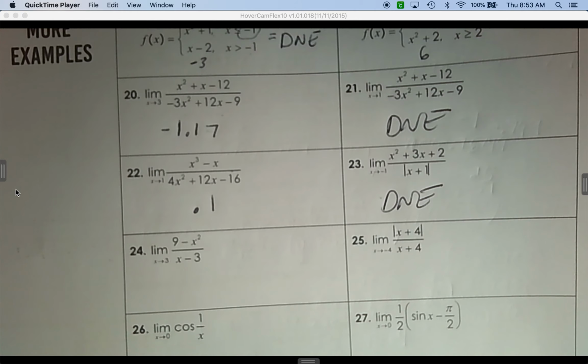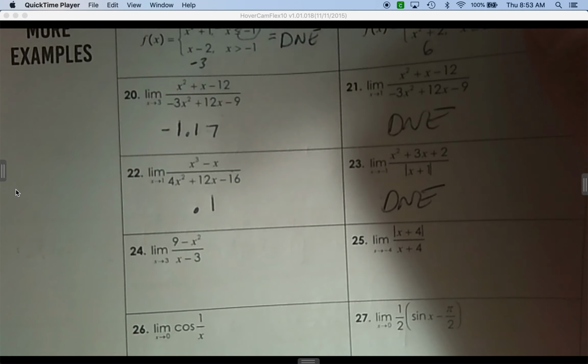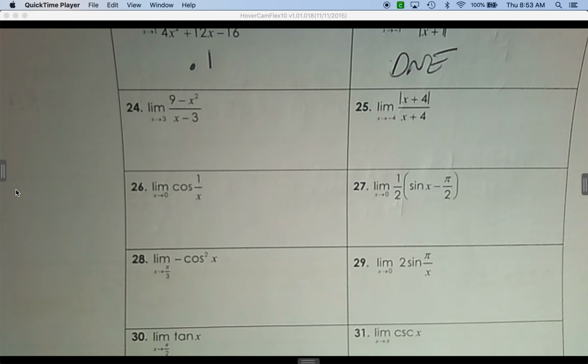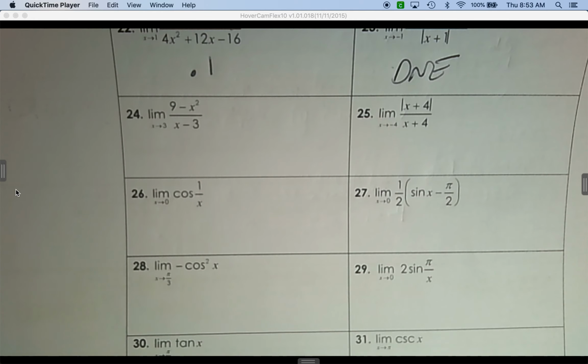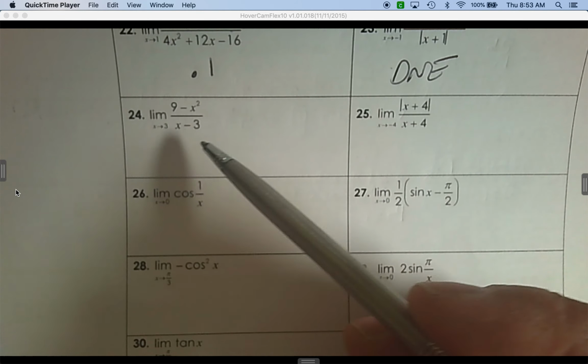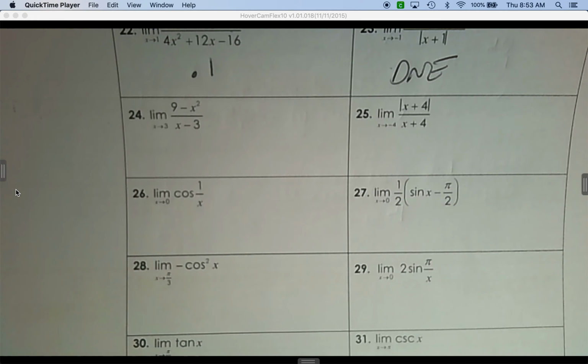All right, so here we're back again. So number 24, and we're going to go from here to Desmos and back again so you can see in terms of a limit. So we're trying to find the limit as x approaches 3 of this. Step 1 to evaluate a limit is to do a substitution and see if it actually works.